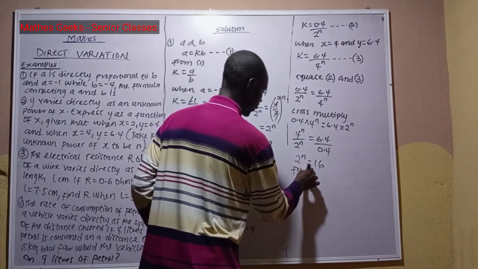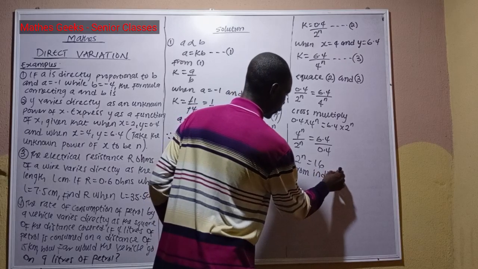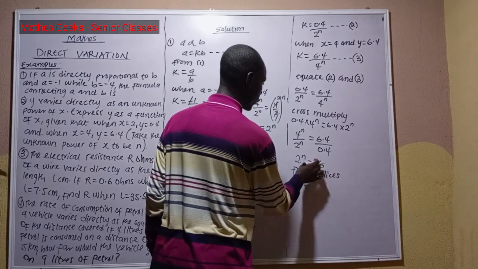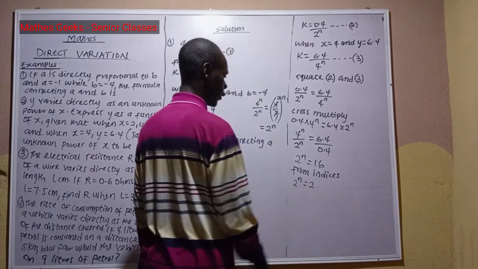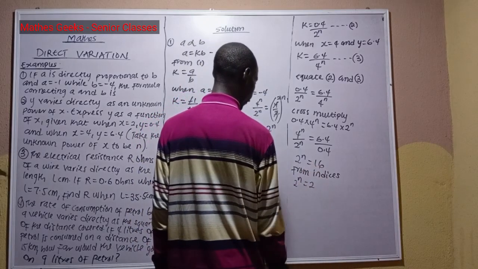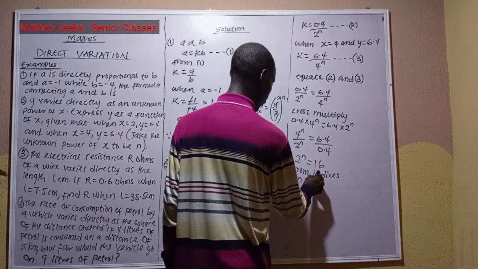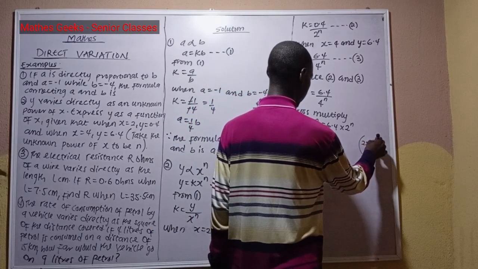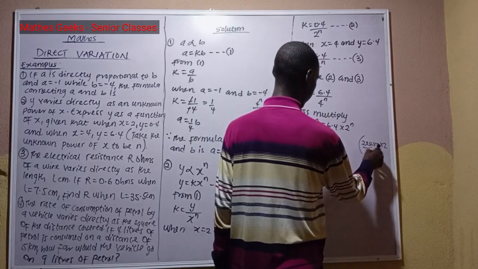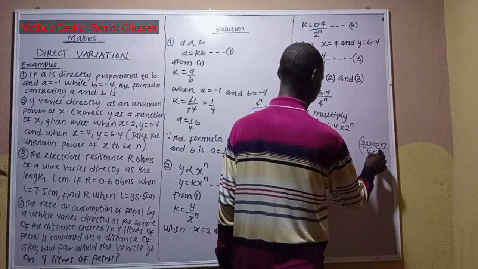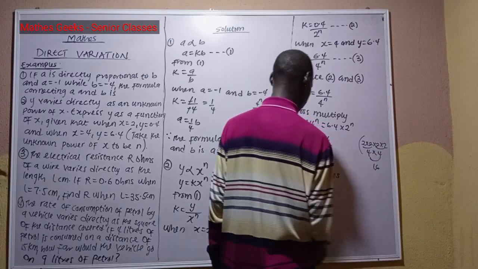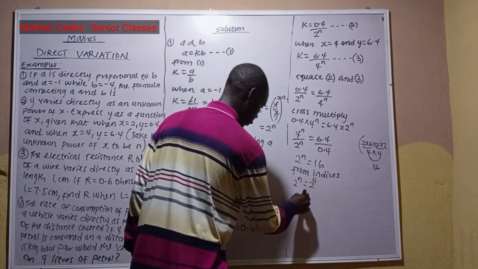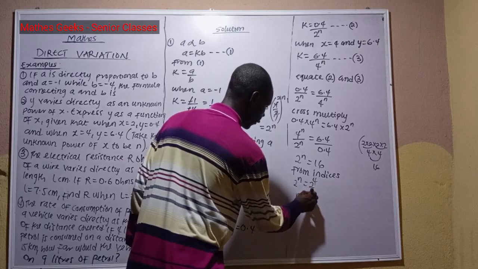From indices, n is equal to 2 raised to the power of 8, 2 raised to the power of 4, because 2 times 2 times 2 times 2: 2 times 2 is 4, 2 times 2 is 4, and 4 times 4 is 16. So 2 raised to the power of 4. Since the bases are the same, therefore n is equal to 4.